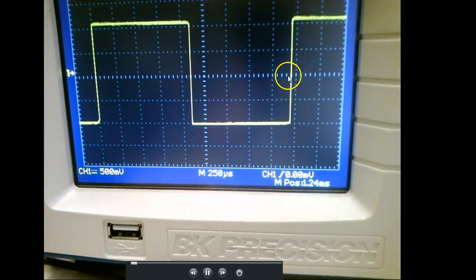Yeah, that's crossing on the line. 8. No, that's right on there.